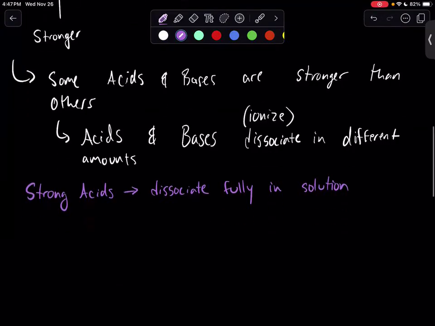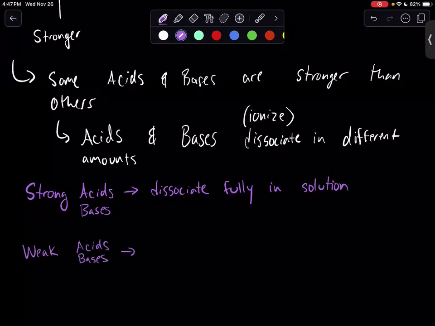Same for strong bases, strong acids or bases. Weak acids or bases only partially dissociate in solution. So what does this actually mean?